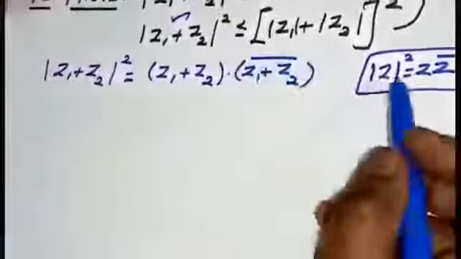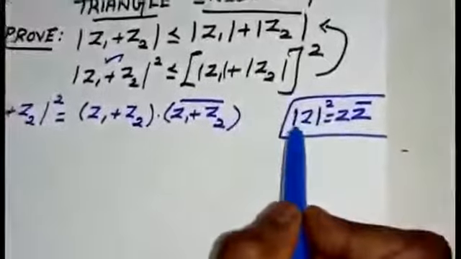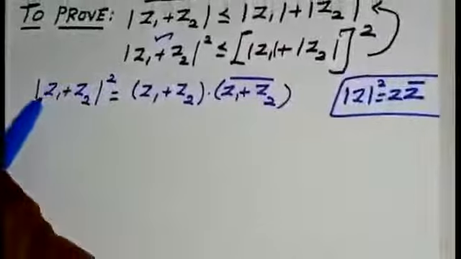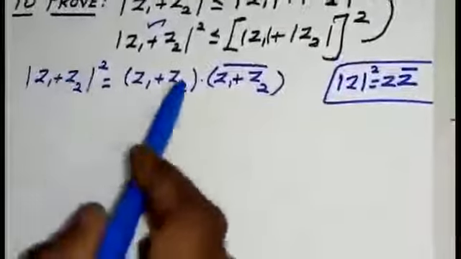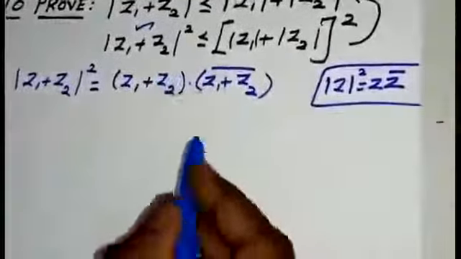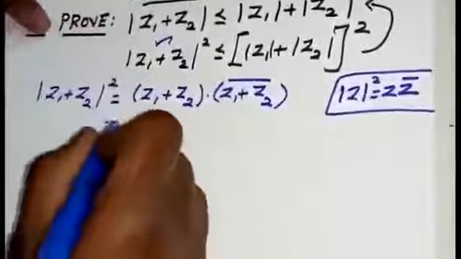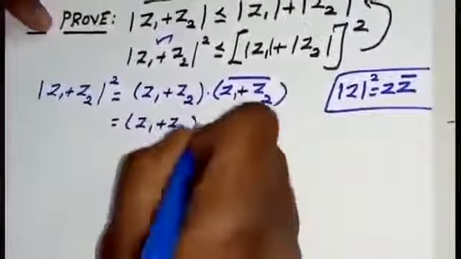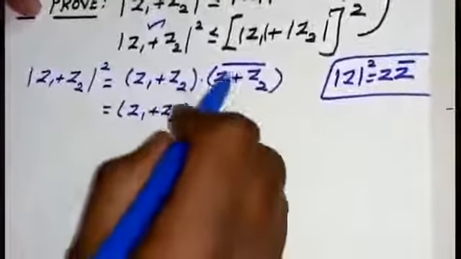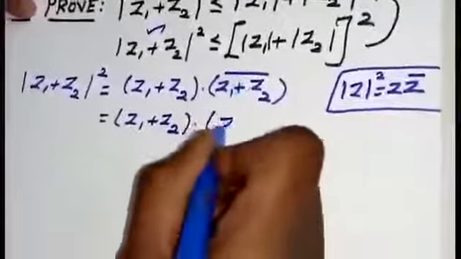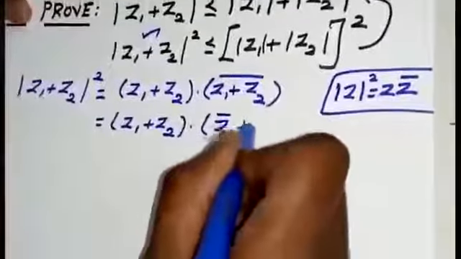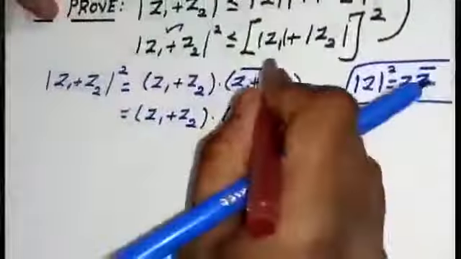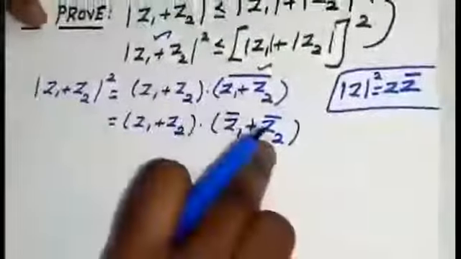Please understand the concept. I am using this property, that is modulus of Z square. In this place I am having it as modulus of Z1 plus Z2 the whole square, which can be written in this way. Second, what I am going to do is, modulus of Z1 plus Z2 into, I am writing this as it is. This bar sign can be written like this, that is Z1 the whole bar plus Z2 the whole bar. I am splitting this bar sign into 2.